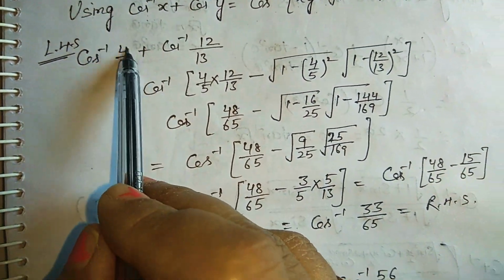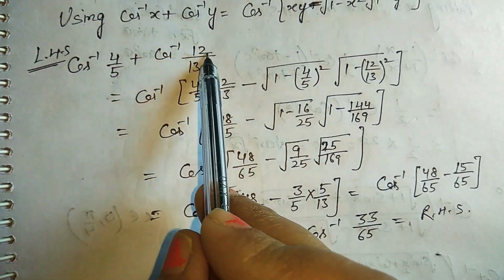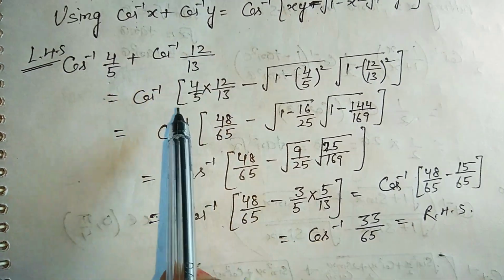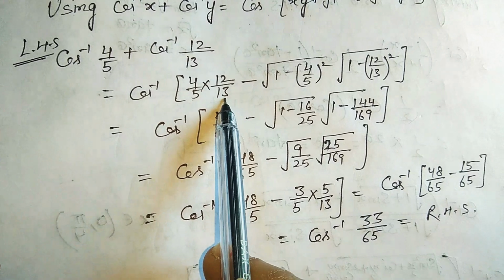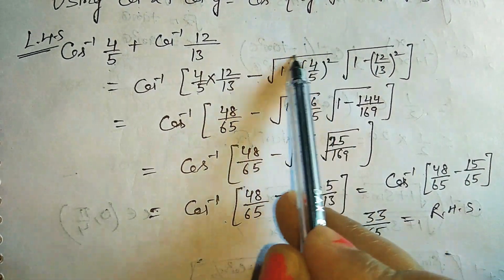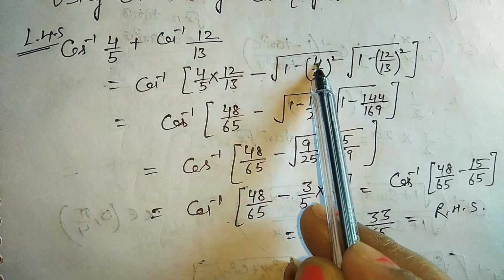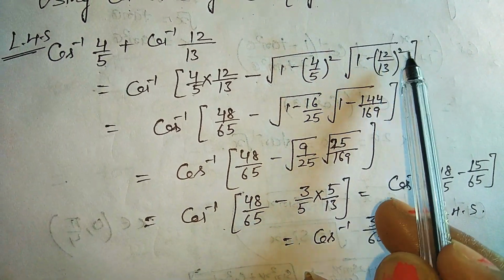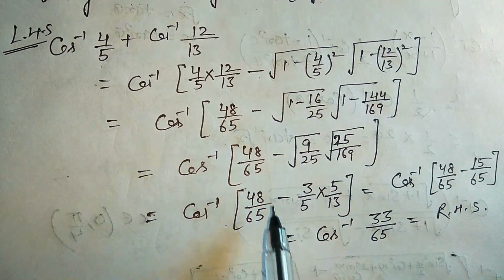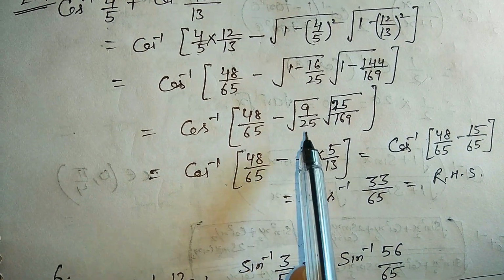So cos inverse 4 by 5 is x and cos inverse 12 by 13 is y. So it is cos inverse of xy, means 4 by 5 into 12 by 13, minus square root of 1 minus x square, means 1 minus 4 by 5 square, and 1 minus y square means 1 minus 12 by 13 square. After solving, we will get 48 by 65.